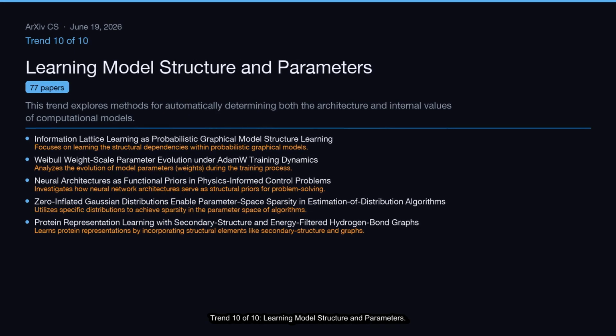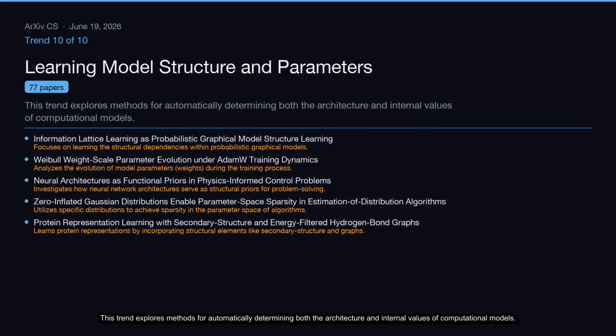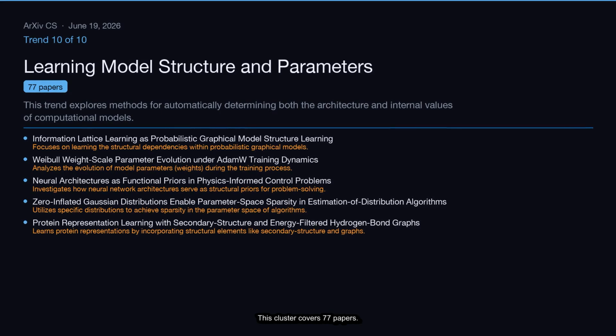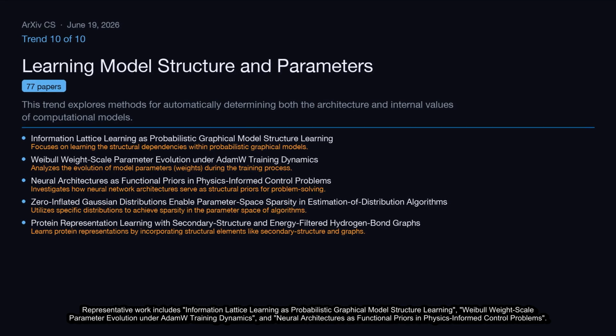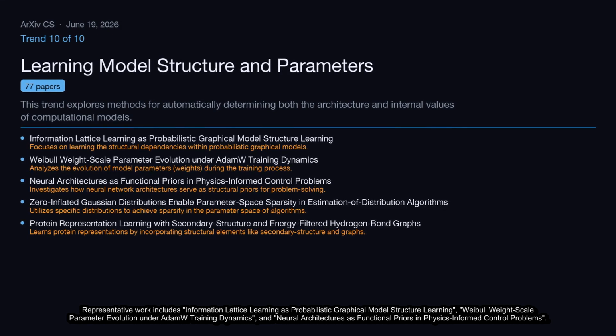Trend 10 of 10. Learning model structure and parameters. This trend explores methods for automatically determining both the architecture and internal values of computational models. This cluster covers 77 papers. Representative work includes information lattice learning as probabilistic graphical model structure learning, Weibull weight scale parameter evolution under AdamW training dynamics, and neural architectures as functional priors in physics-informed control problems.